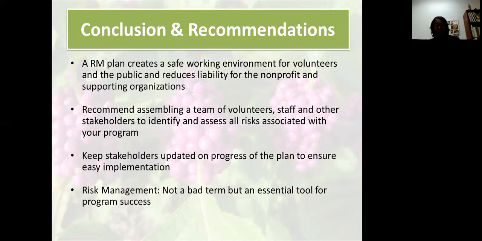else you think might be relevant to the process, and list all your activities and the risk associated with those activities. Keep your stakeholders updated on the progress of your plan to ensure easy implementation.